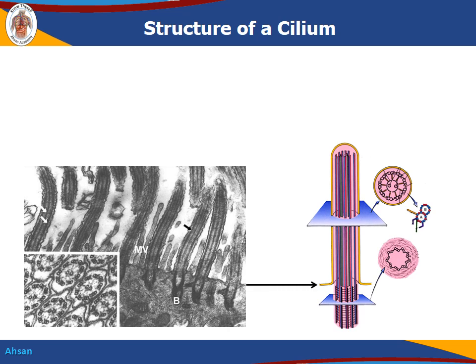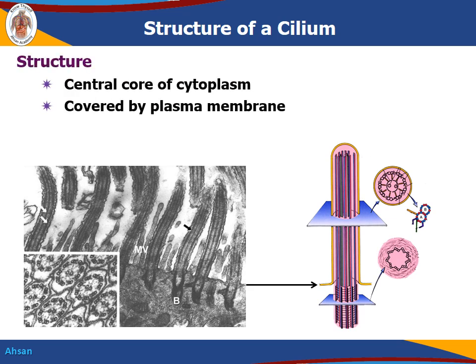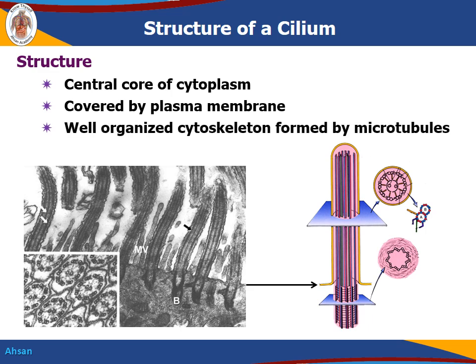You can see the arrow is indicating the level of the plasma membrane. So the cytoskeleton is inserted into the cytoplasm of the cell and has a very organized distribution as shown in the section. The microtubules are arranged in a circular manner, and they are well connected by other protein molecules. So this central core of cytoplasm is covered by the plasma membrane, and this cytoskeleton is very organized as I have described earlier.